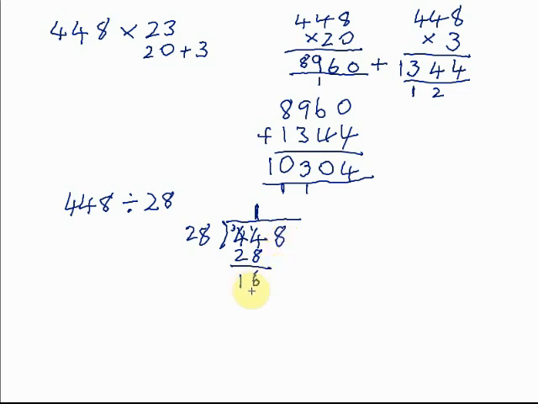So 16 tens is 160, and now we've got 168 because we're adding these ones. How many times now does 28 go into 168? Well, let's just have a think. Let's think about what 5 28s are. Well, 5 28s are 10 28s divided by 2. 10 28s are 280, and then divided by 2, and that is 140. Oh, so we're getting quite close, aren't we? So 5 28s are 140.